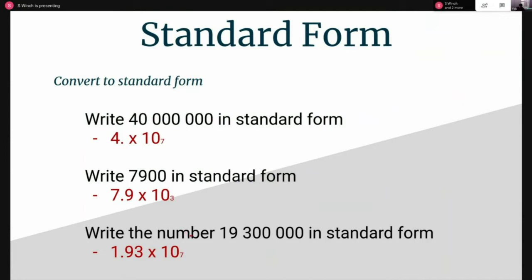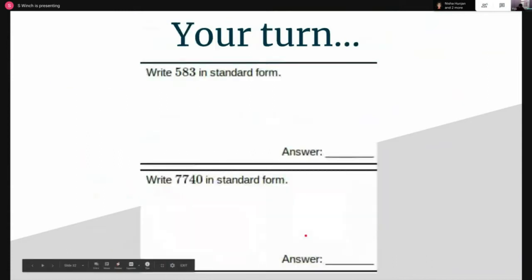And then finally, a bigger number, if you look, 19,300,000. We put our decimal point here to make it 1.93, it's between 1 and 10, of course, and times it by 10 to the power of 7, so we moved it once, twice, 3 times, 4 times, 5 times, 6 times, 7 times to get to the end, okay? So that is how we convert to standard form.